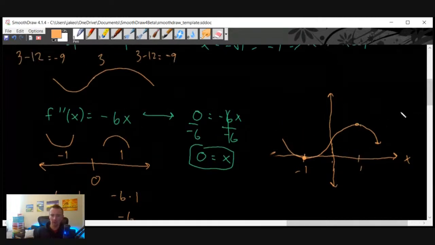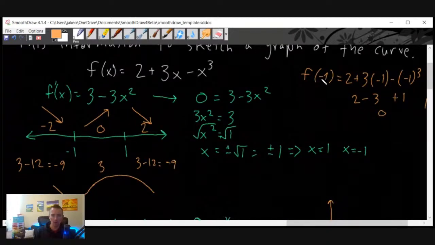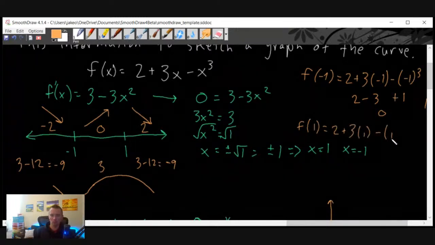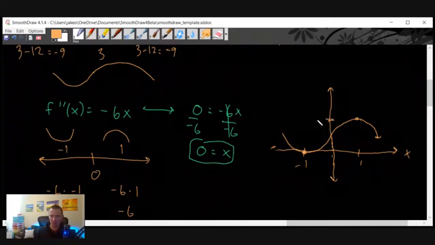We can figure out exactly how high this point is by simply plugging in x equals 1 into our function. So f of 1 would be 2 plus 3 times 1 minus 1 cubed, which is 2 plus 3 is 5, minus 1 is 4. So this maximum here occurs at y equals 4. And now this gives us a pretty good sketch of what our function f of x is going to look like, something like that.